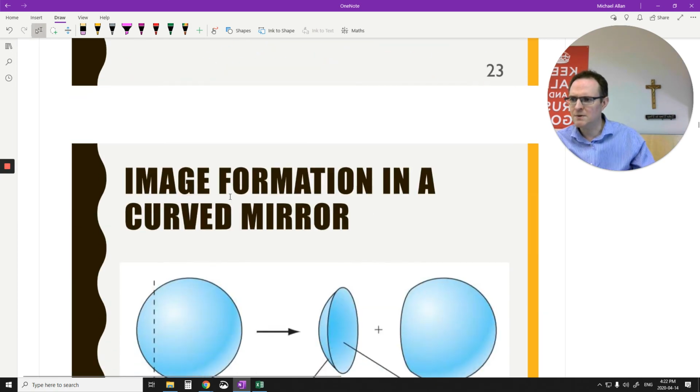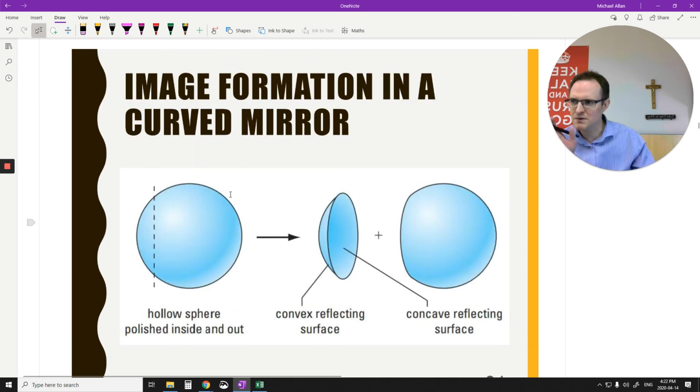Okay, I'm going to finish off this video here. The second part, we're going to be talking about curved mirrors and how to reproduce images using curved mirrors. And we saw some examples from my mirrors up there.